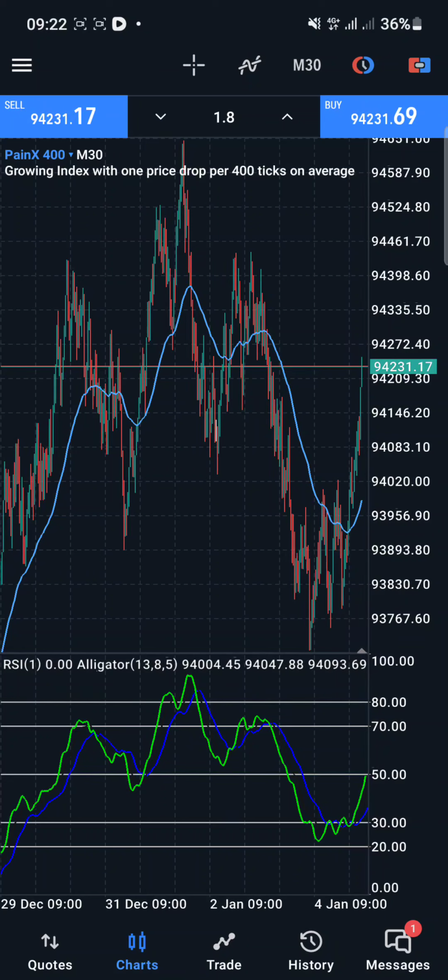So if you are looking for a way to trade crash assets that is under Deriv, under another platform, then Painx is what you should look out for. Okay, so this is Painx 400. So now let's see how it goes.